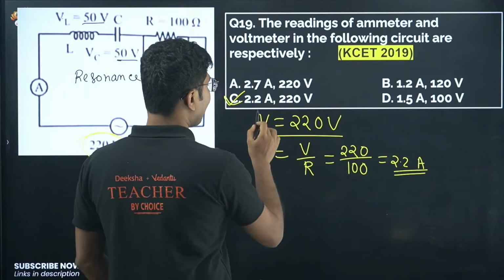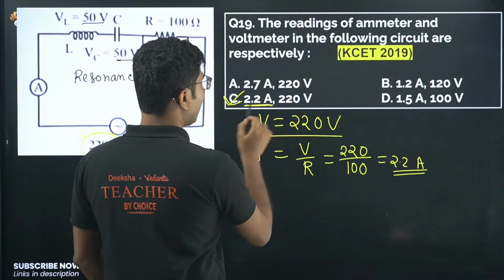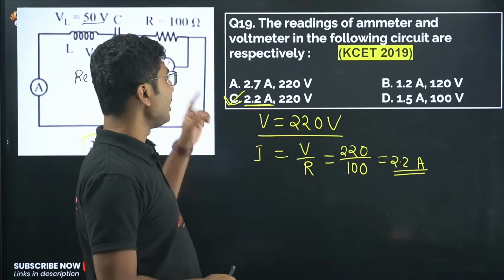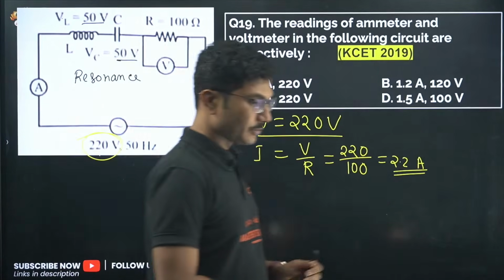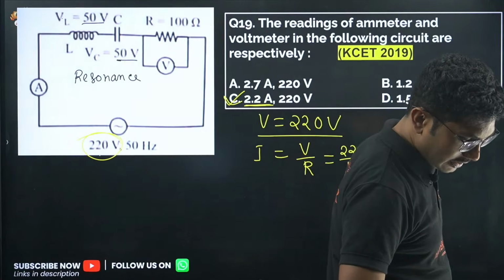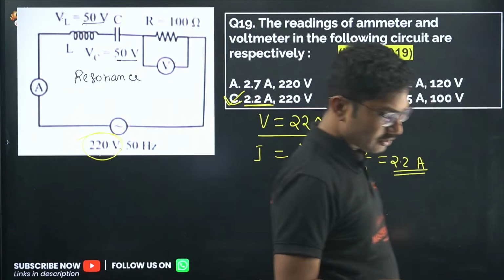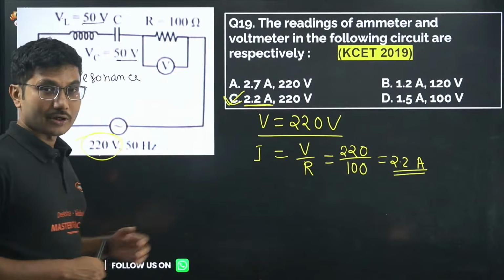In fact, if you had only calculated the current, you could have found the correct answer, because only one unique current is given as an option. Yes, Ananta, you are correct. Nagaraj also came in late, but you are also correct.